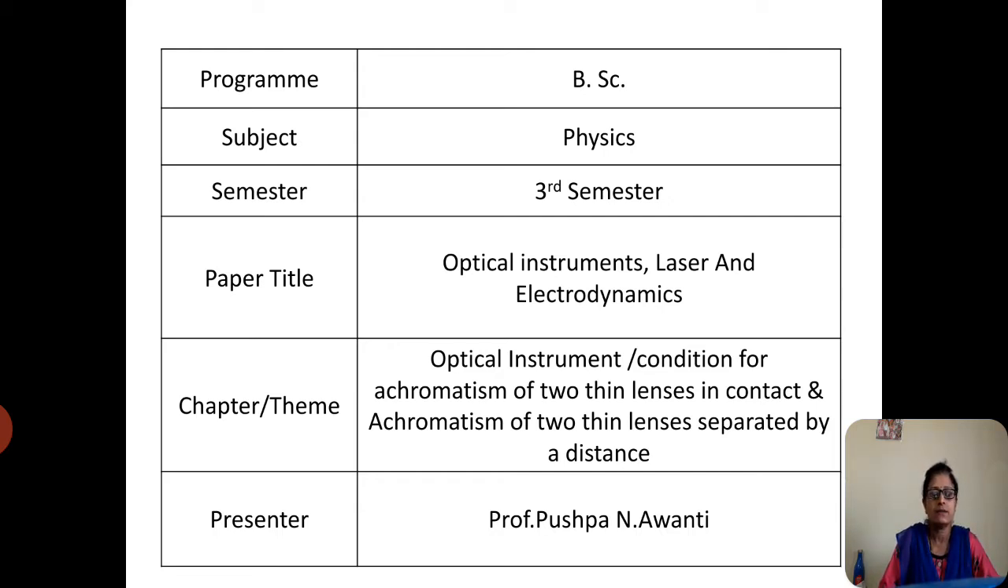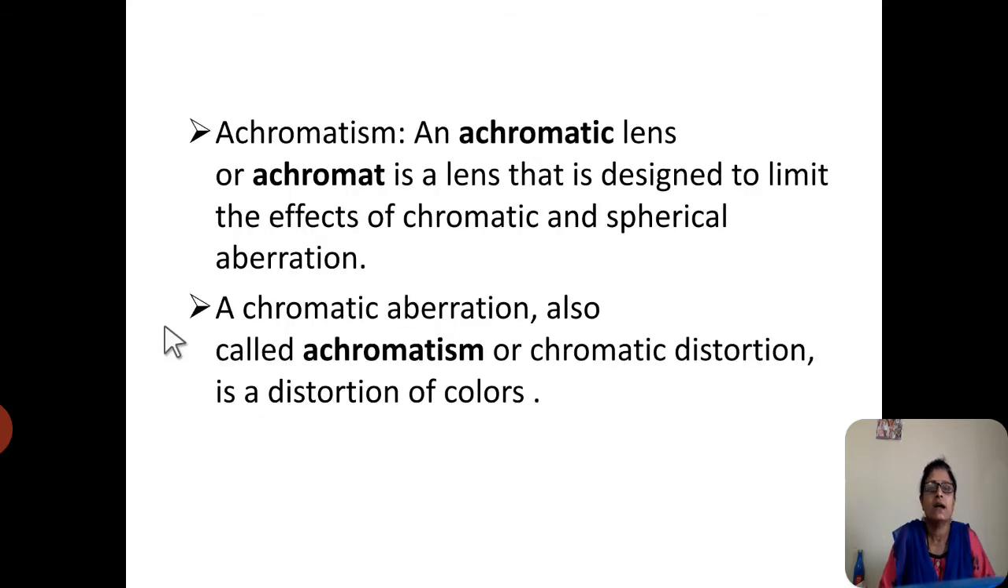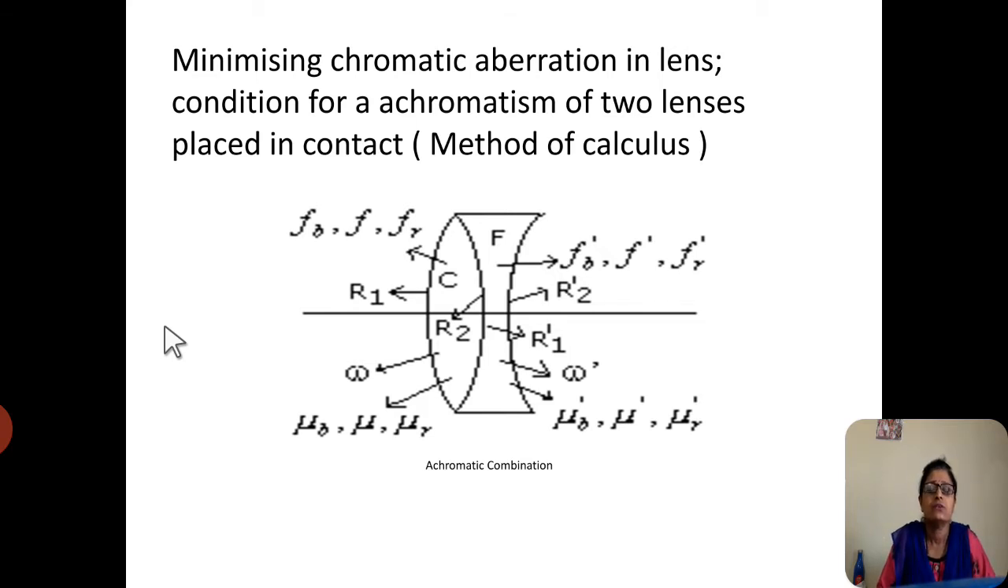An achromat is nothing but an achromatic lens, a lens that is designed to limit the effects of chromatic and spherical aberration. Chromatic aberration, also called achromatism or chromatic distortion, is a distortion of colors. Now we have to discuss minimizing chromatic aberration in a lens, that is, the condition for achromatism of two lenses placed in contact, the calculus method.